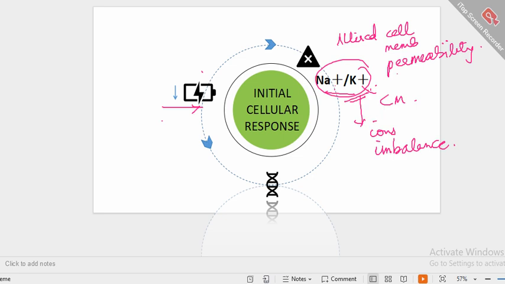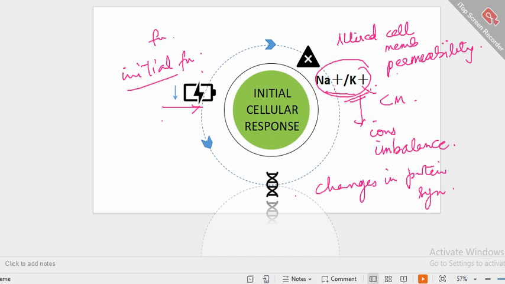The next and last improper functioning that can be noticed is changes in protein structure, or changes in protein synthesis. As there will be decreased ATP, it can impact protein synthesis and folding inside the cell. So these are the initial functional derangements of the cell in cell injury.